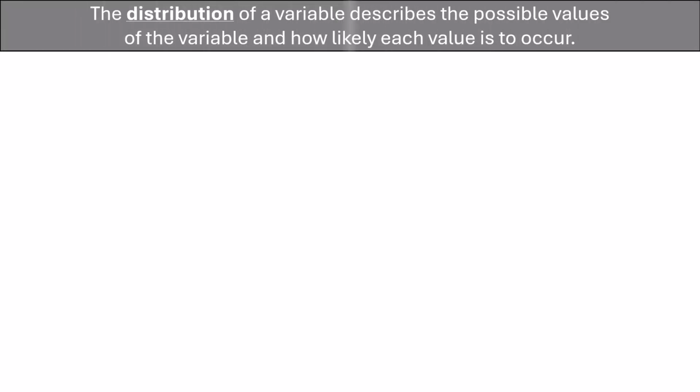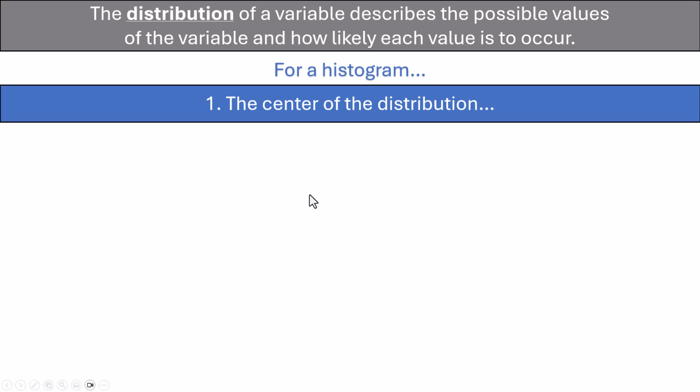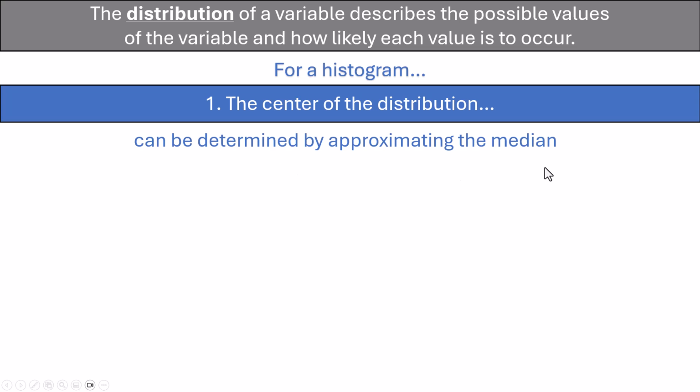Okay, we've discussed the distribution of a variable before, but now let's discuss how to describe the distribution of a variable based on a histogram. The distribution of a variable is going to describe the possible values of the variable and how likely each value is to occur. You may remember that there are 4 different things we should discuss whenever we are describing the distribution of a variable. For a histogram, that means that we must first describe the center of the distribution by approximating the median. It's a little bit more difficult to approximate the median in a histogram than a box plot, but it still can be done, which we'll do on a future slide.